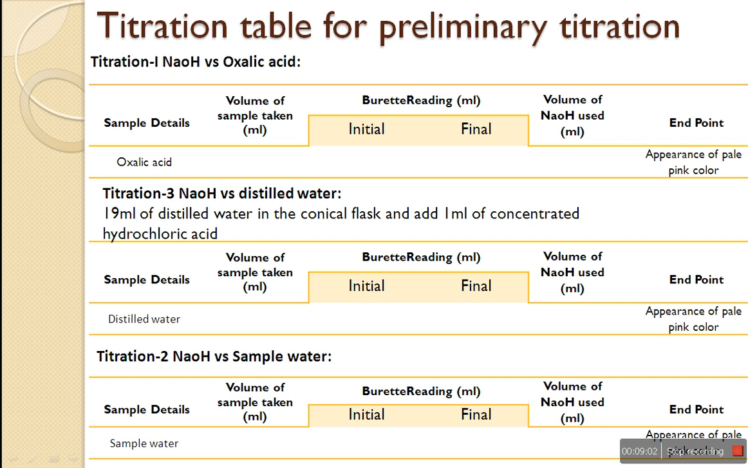The titration tables of each titration are displayed. Titration 1, NaOH versus oxalic acid, gives the normality of the NaOH. Titration 3, NaOH versus distilled water, gives the normality of the distilled water. Titration 2, NaOH versus sample water, that is the treated water, gives the normality of the treated water.